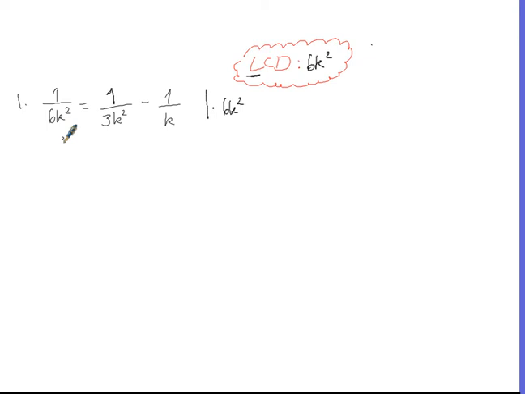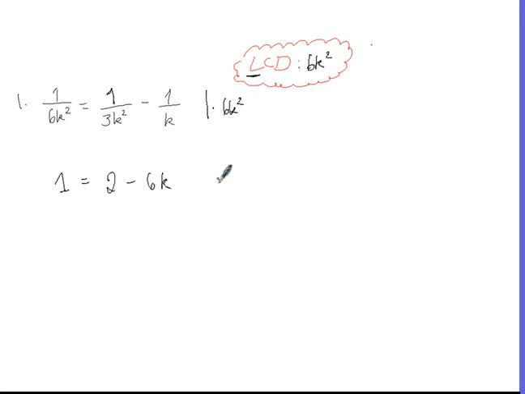The first term, if I multiply by 6k squared, I get 6k squared times 1 divided by 6k squared. Well, that's 1. Then this fraction multiplied by 6k squared, well, the numerator is going to be twice as much as the denominator. So 6k squared divided by 3k squared is 2. And for this one, 1 times 6k squared divided by k is 6k. So I end up with a much simpler fraction.